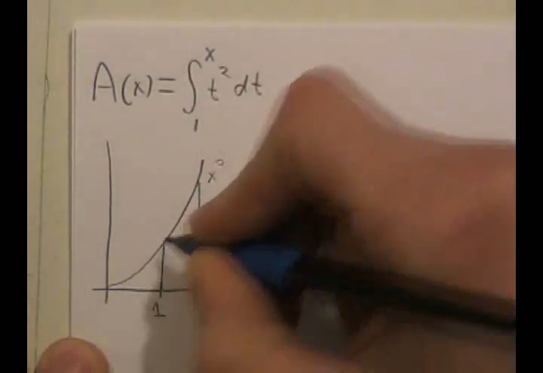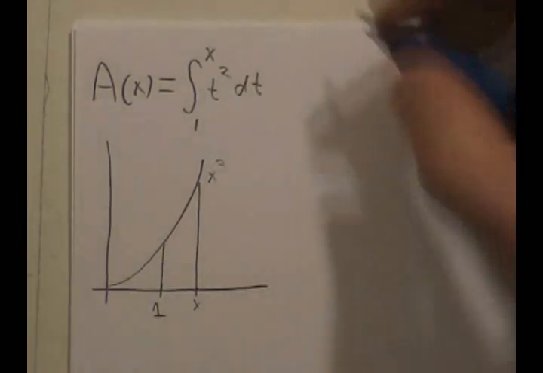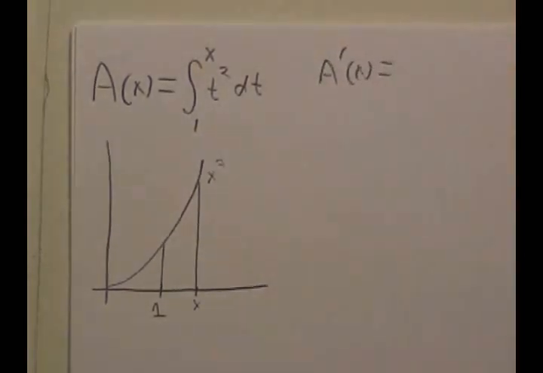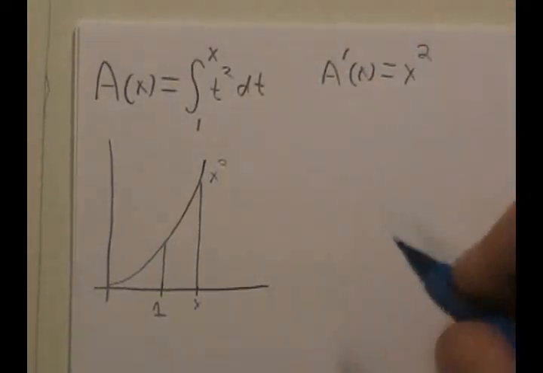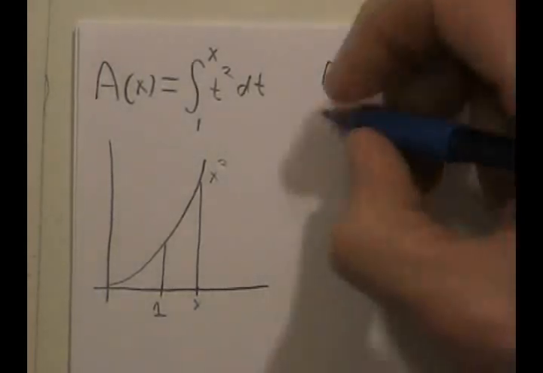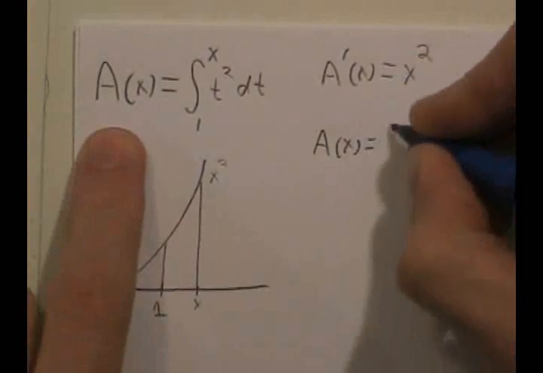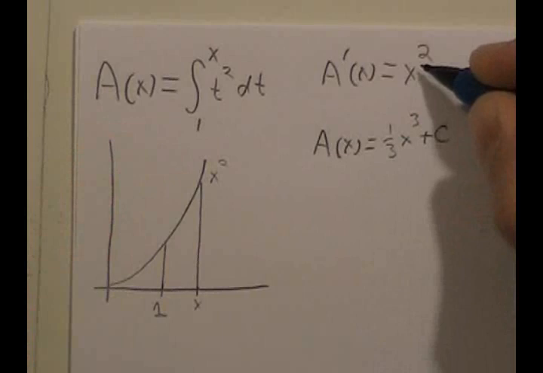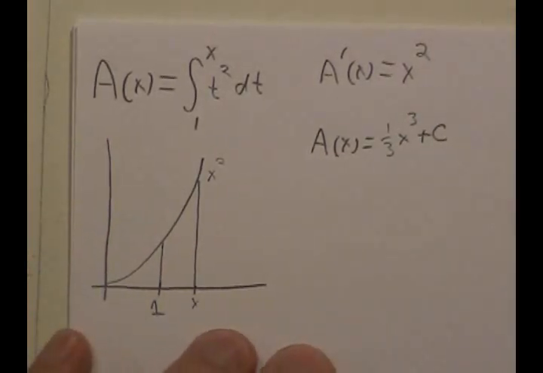Now, what is that function explicitly? Well, we don't know what it is, but we know what its derivative is. We know that A prime of x equals x squared. Therefore, to figure out what A is, all we have to do is anti-differentiate, and we get A of x, which must be 1/3 x cubed plus a constant, an antiderivative of this. So that's it. That's really all it takes.